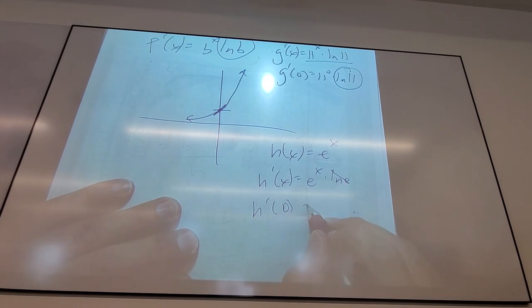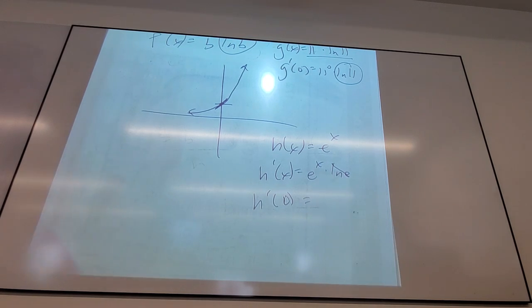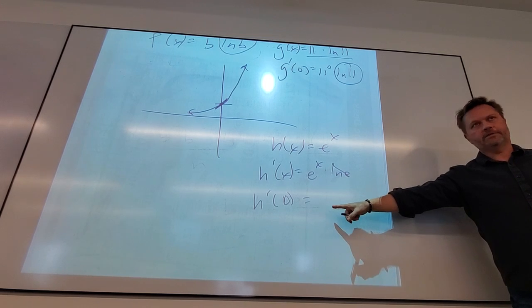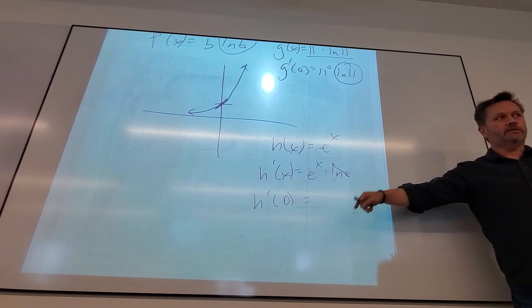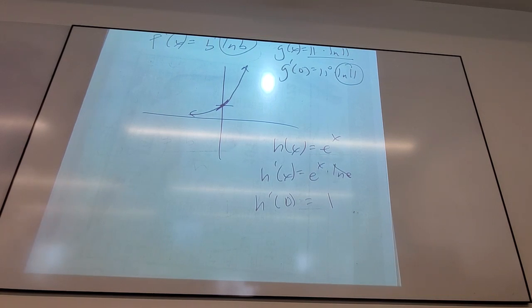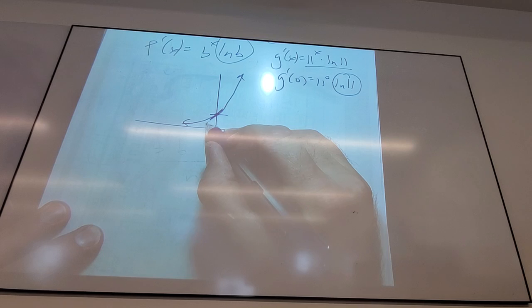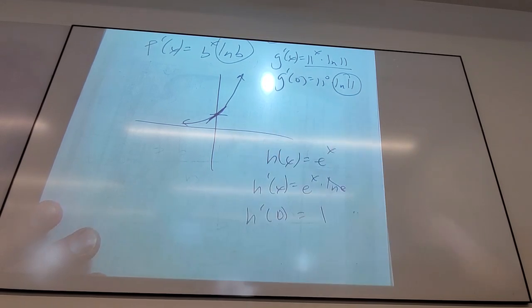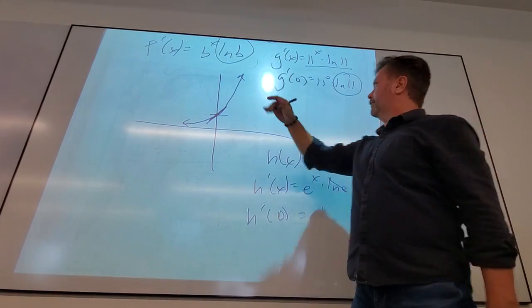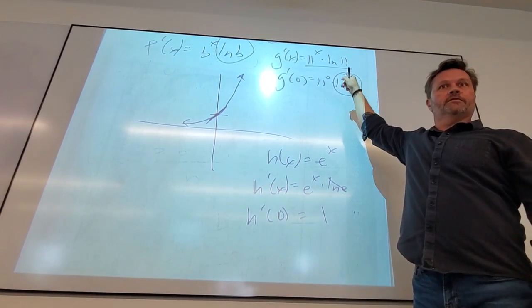So what's the h prime at, I'm sorry, at 0? h prime is e to the x, correct? So what's h prime at 0? 1. e to the 0, which is 1. So e is the only base that goes through 1 with a slope of 1. Every other exponential goes through 1 with a slightly different slope. How different? I could tell based on what the base is, natural log of the base.